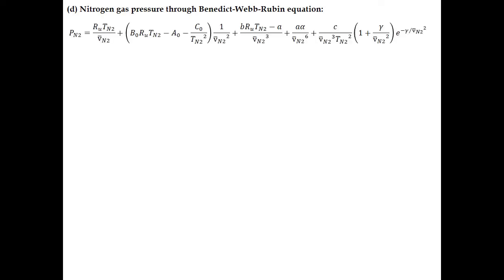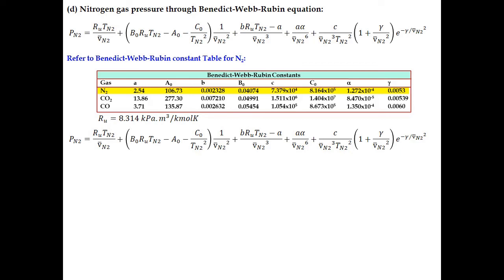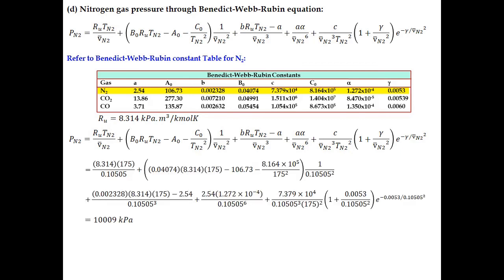Okay, so this is the Benedict-Webb-Rubin equation. We need to determine all the 8 parameters or 8 constants by using the table before we calculate the pressure for the nitrogen gas. Refer to the Benedict-Webb-Rubin constant table for nitrogen here. So we have all 8 constant values for nitrogen gas. We need to substitute these into the equation, where Ru equals 8.314 kilopascal meter cubed per kilomole Kelvin. So we'll have the pressure of the nitrogen gas by using the Benedict-Webb-Rubin equation equal to 10009 kilopascal.